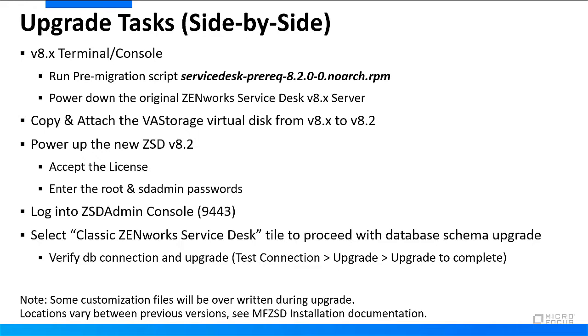We're going to power up the new ZSD 8.2. We're going to accept the license, enter root and SD admin passwords. Then we're going to log into the ZENworks Service Desk admin console on port 9443. Then we'll select the classic ZENworks Service Desk tile to proceed with the database schema upgrade. Verify the database connection and upgrade, and we will be complete.